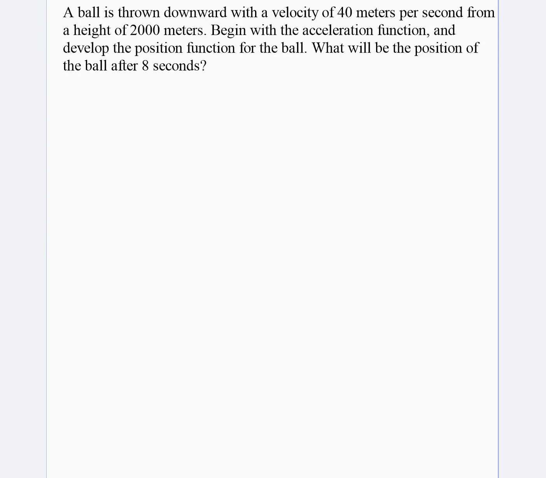Moving on to the next example. Now a ball is thrown downward with a velocity of 40 meters per second. That automatically tells us our initial velocity is negative 40, and we'll talk about that later. In fact, I should write that as v of 0 is negative 40, and it's negative because it's thrown downward. Our initial height, so h at time 0 again is 2,000.